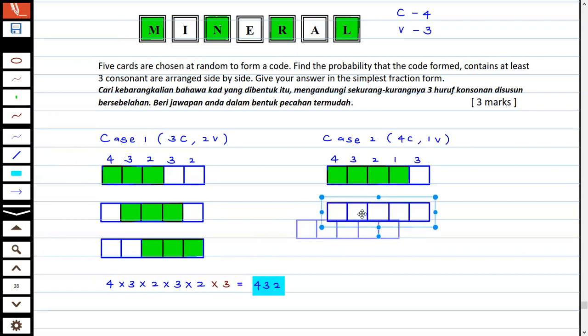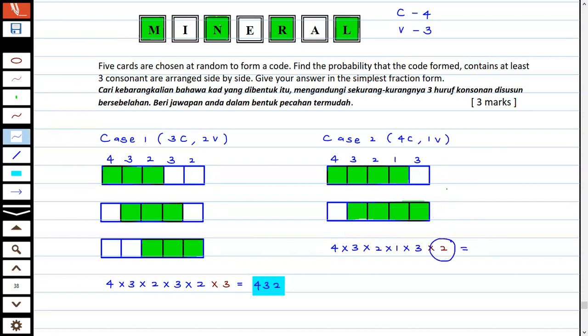Okay, and this one also can be arranged in two methods. So your 4 can be here also, right? Your 4 can be here. So in this case, we have 4, times 3 times 2 times 1, again times 3. And here we only got 2 methods. So we times 2. Understand? So where's your 2? This is your 2 method. So these 2 actually came from these 2 methods. Understand?